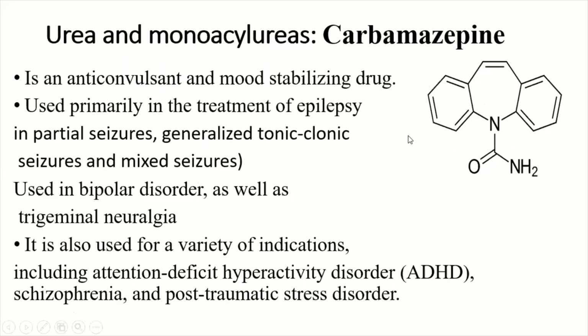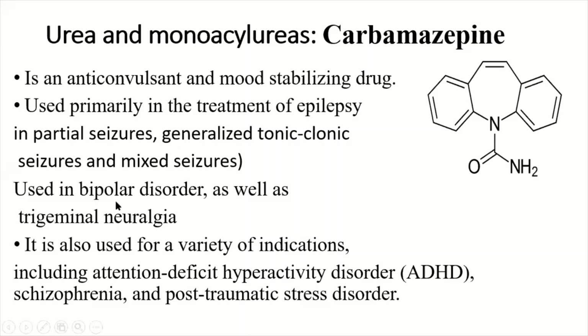Now this is the structure of the next compound, urea and monoacyl ureas. For example, we have carbamazepine. This is the structure of carbamazepine. It is an anticonvulsant and also a mood stabilizing drug. It is used in the treatment of epilepsy, mainly in partial seizures, generalized tonic-clonic seizures, and in mixed seizures. That is, in different types of epilepsy this drug can be used.